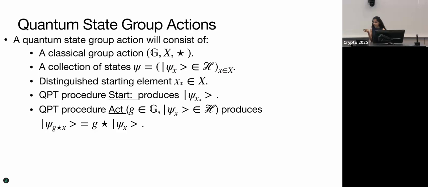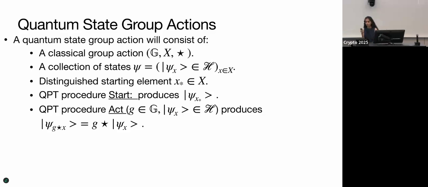A classical group action, G, X, star. X is the set, G is the group, star is the operation. And now, instead of just the set X, we have a collection of states as our set. So we have a collection of states that is indexed by all elements in the set X. So that's, I guess, the main difference. And then we have a distinguished starting element. This could be any element in the underlying classical group action. And the corresponding starting element of the quantum group action would be psi x star. So this is the quantum state indexed by the starting element of the classical group action.